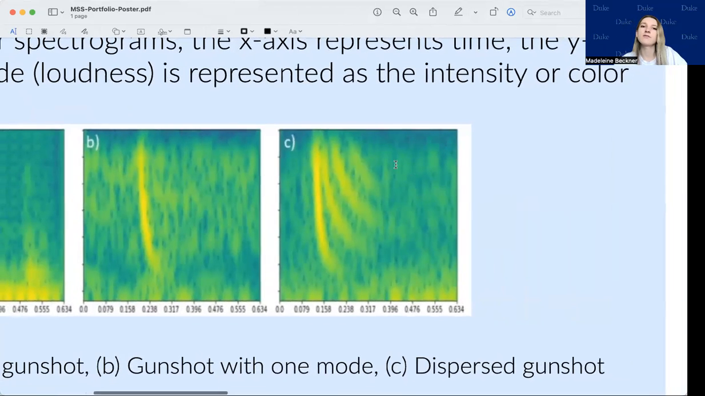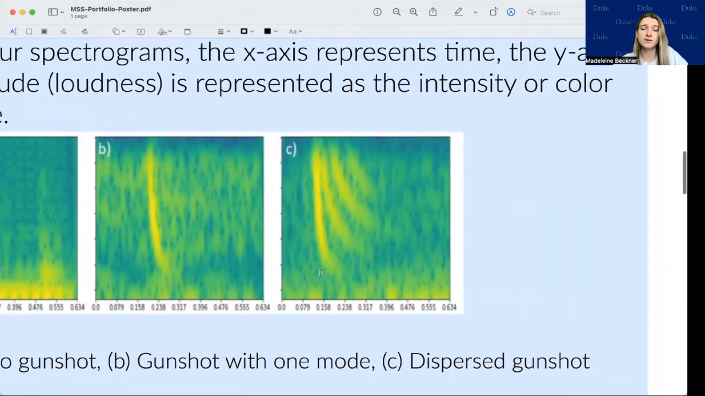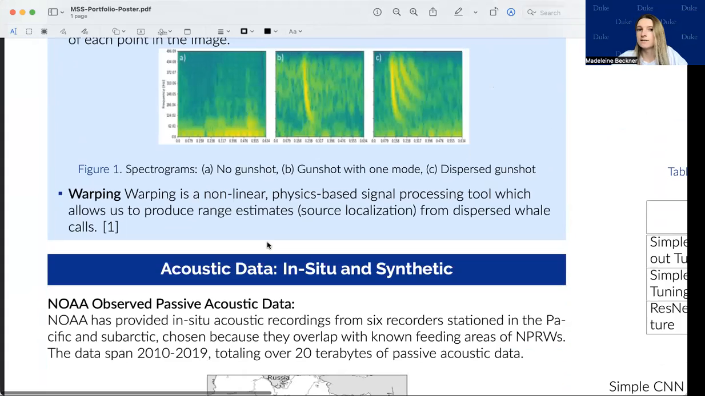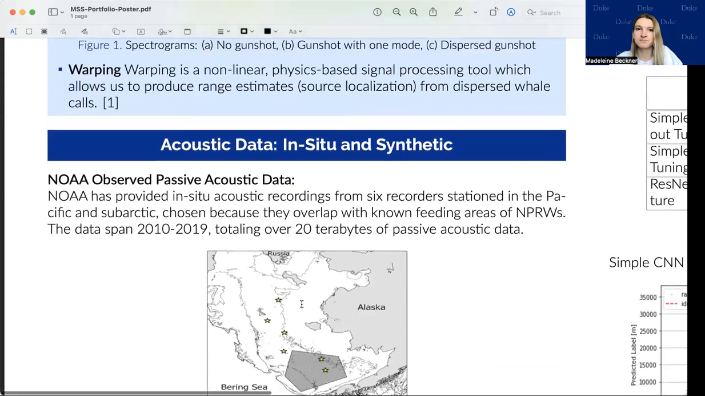And then in figure C, we have our dispersed gunshot call. You can tell because it's got multiple modes, which are those lines. So figure C is the type of call that we can produce a range estimate for. And lastly, the process through which we can produce a range estimate for a signal is called warping. Warping is a nonlinear physics-based signal processing tool. Warping is a bit difficult to do manually and time intensive. So in order to create labels for our real data using warping, it takes a very long time. I will talk a little bit more about the challenges there in a second.